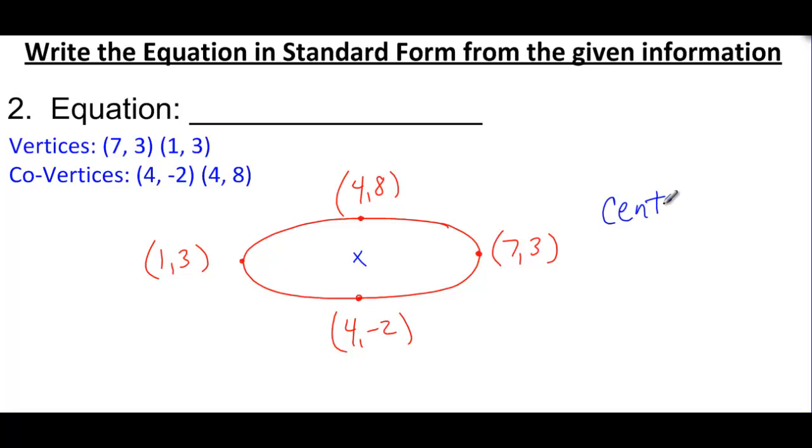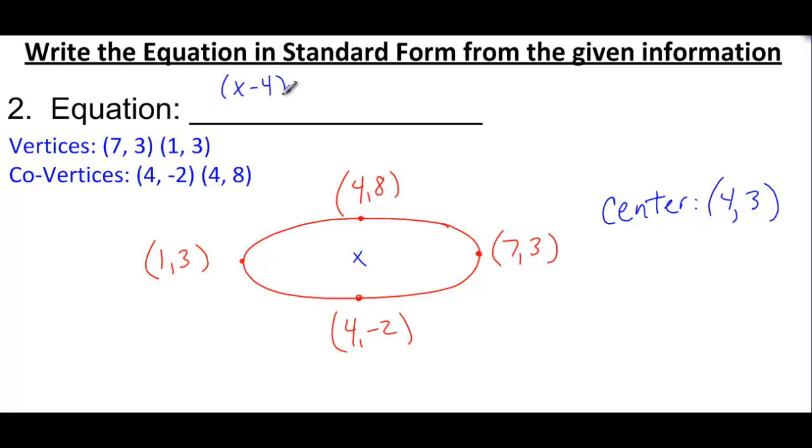Now the center is the average of any 2 of these points. So I could add and divide by 2, or I could notice that this point lines up with 4, 8, and 4, -2, so they both have an x value of 4. It lines up with 1, 3, and 7, 3, which both have a y value of 3. Or again, take the midpoint or average of any 2 of these points that match up, the vertices or covertices, to find your center.